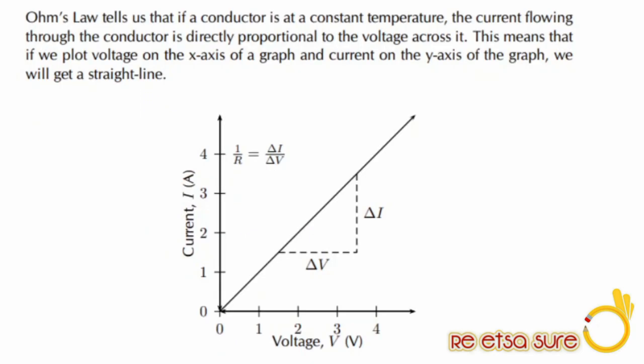Ohm's law tells us that if a conductor is at a constant temperature, the current flowing through the conductor is directly proportional to the voltage across it. I hope it makes sense, because now we are talking about constant temperature, current directly proportional to voltage. This means that if we plot the voltage on the x-axis and the current on the y-axis, we will obtain a straight line.